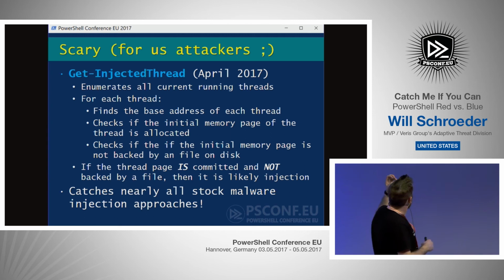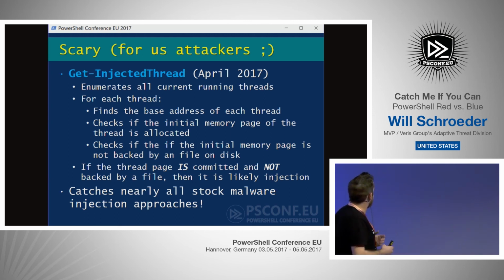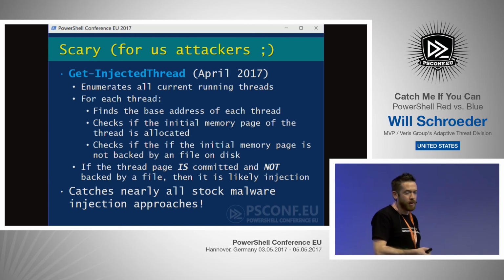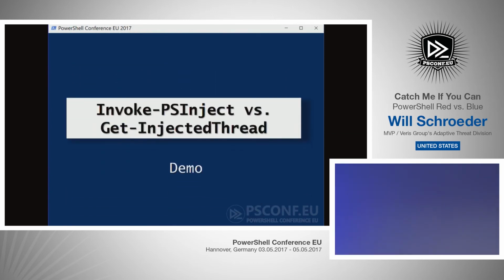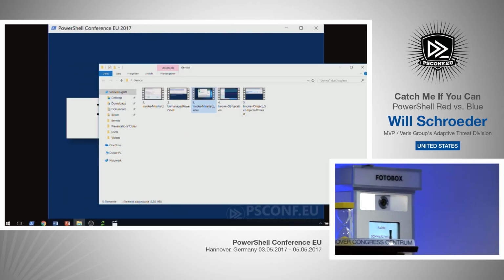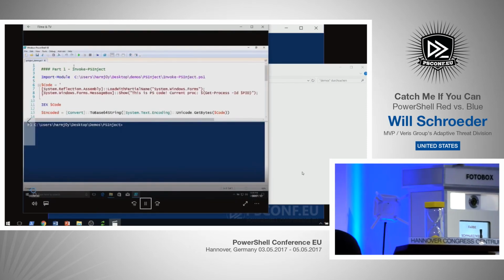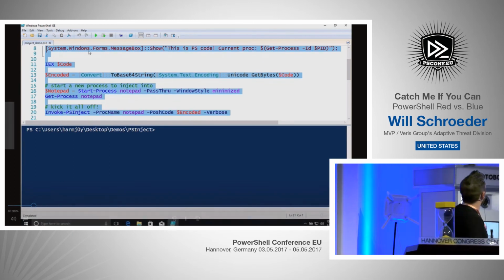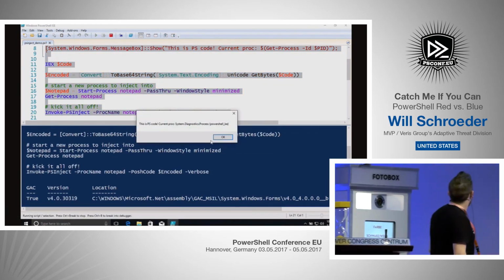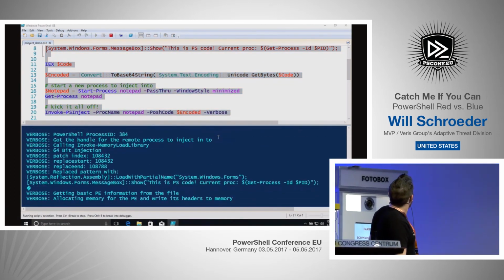Essentially, it'll find if threads have an initial memory page that's allocated but not backed by a file on disk. It's like, hey, that's really suspicious. There occasionally can be false positives. I believe Jared told me, but it's really, really cool, and I'll show you really fast. So I'm going to run that same kind of PS inject demo that I ran before, so I'm going to inject into that notepad, same exact code.